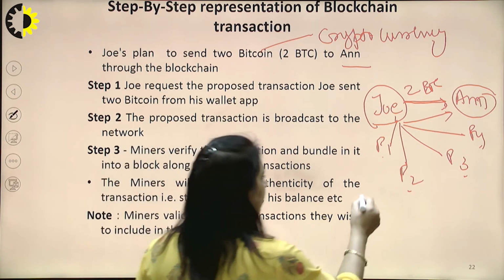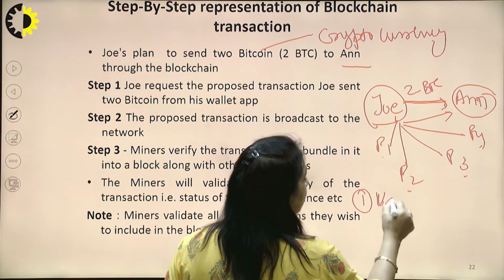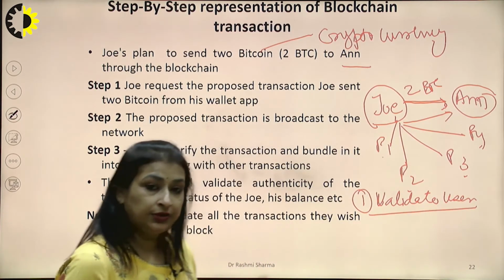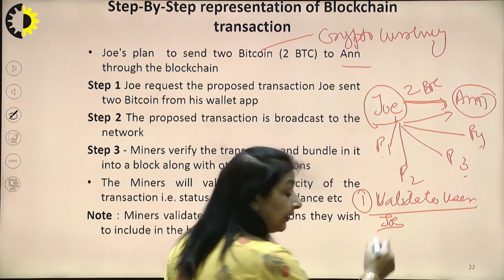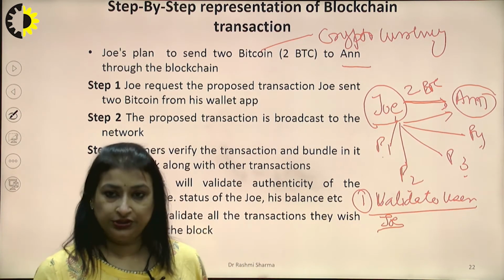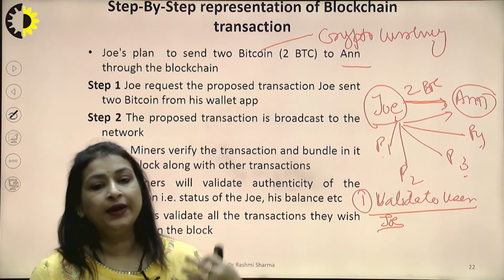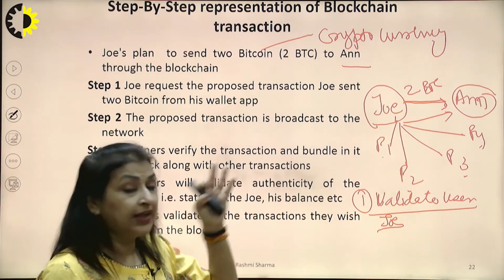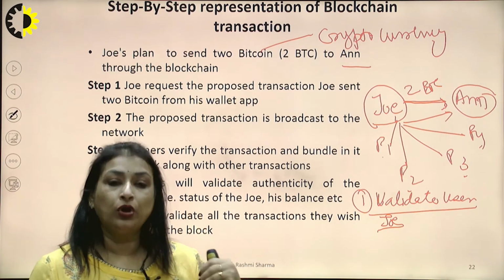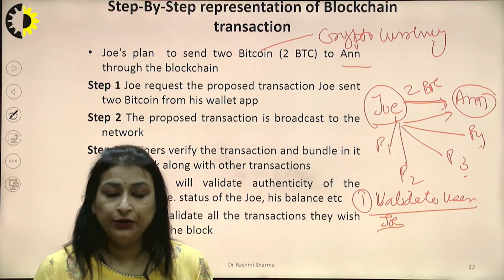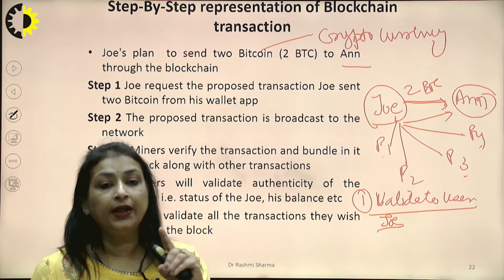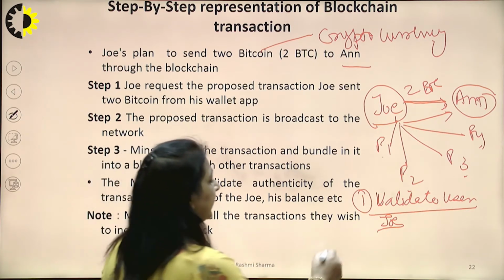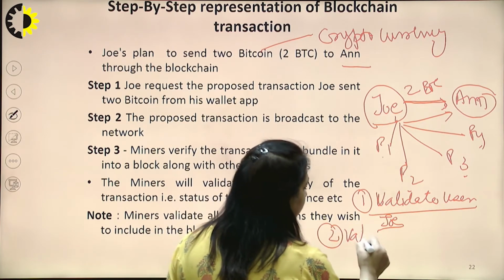In the first step, they would validate the user. How would they validate the user? Does Joe belong to this blockchain? That is, a unique wallet ID number is assigned to Joe. If that belongs to their blockchain, then definitely he is a valid user and he can do a transaction in that blockchain. The first validation, of the user, is done. Second, validation of the amount is done.